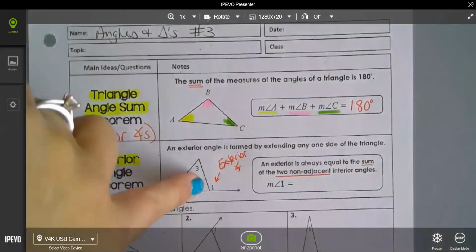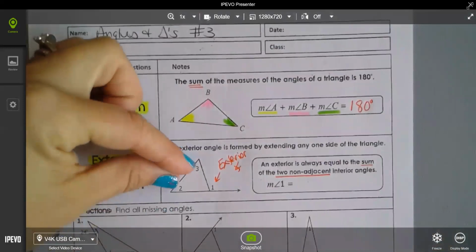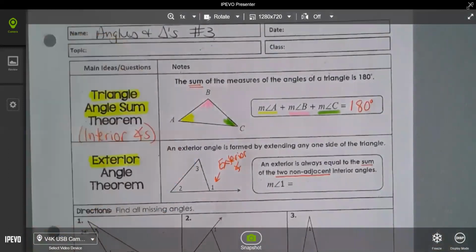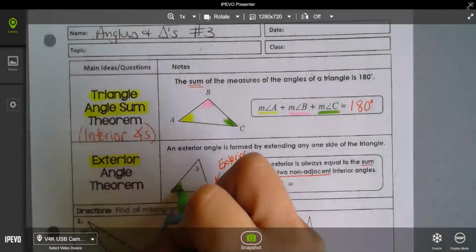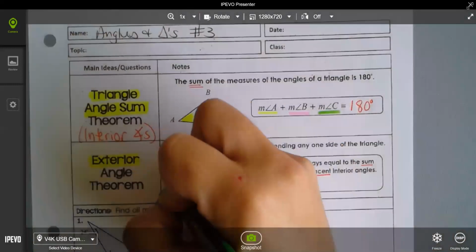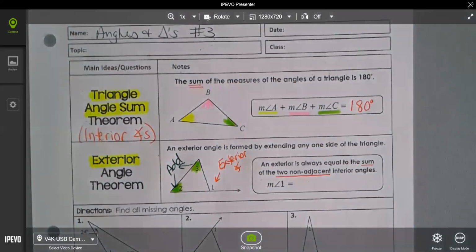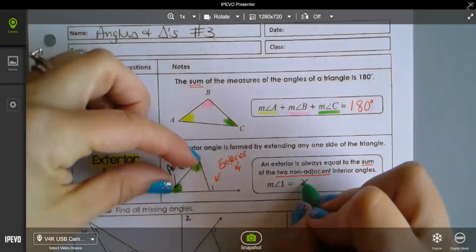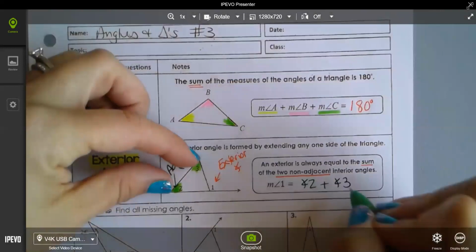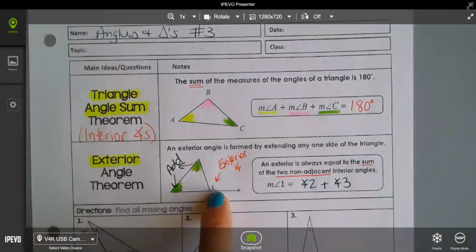So I don't care about this angle per se. I know that my exterior angle is going to add up to my two non-adjacent interior angles. So that means that the measure of angle 2 and the measure of angle 3, we are going to add those two angles together. If I add up angle 2 plus angle 3, that is going to be the same amount of degrees that this exterior angle here is, angle number 1.